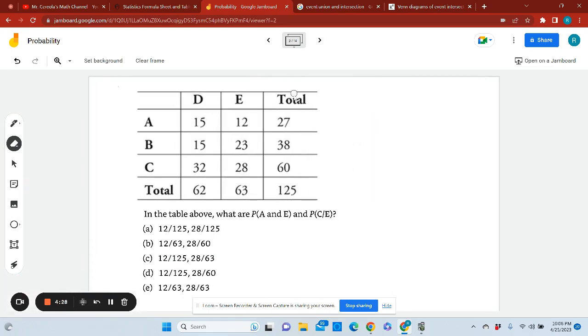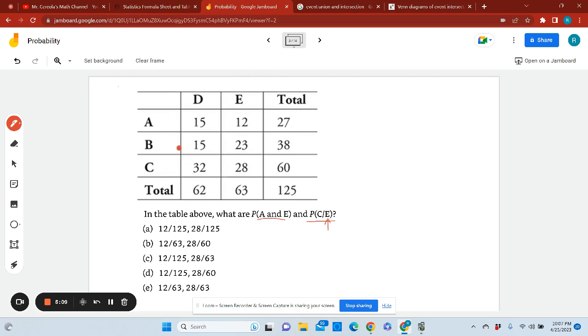So with that, we're going to hop right into some practice questions, okay? So this is using a two-way table. They'll often ask some basic probability questions using a two-way table. Okay, so here it says in the table above, what is the probability of A and E occurring, and what is the probability of C occurring given that E has already occurred? All right, and they usually ask one or two of these. These are ones that we really should be successful with. They're pretty easy.